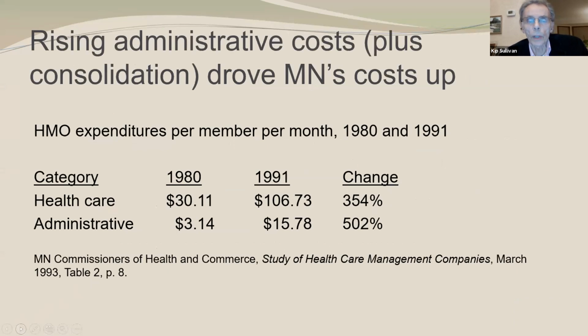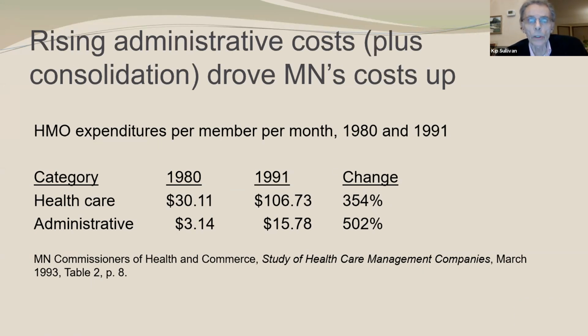Here's one of the few studies I'm aware of where anybody in Minnesota sought to track what was happening to administrative costs as enrollment in HMOs in Minnesota rose in the 80s. This is a report from the Commissioners of Health and Commerce, published in 1993, showing that on a per member basis, HMO expenditures on healthcare rose 354%, but the spending on administrative costs soared by 502%.